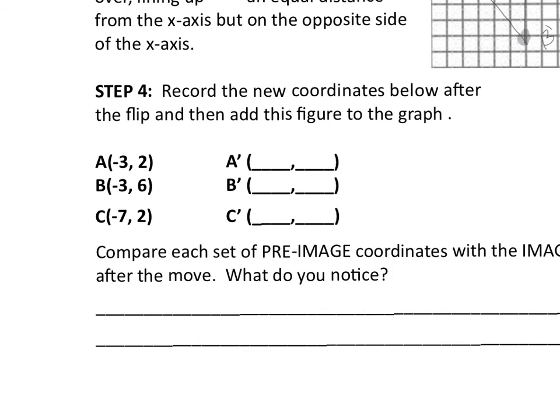We come down here and we list our coordinates. We note that if A was at negative 3, 2, A prime is at negative 3, negative 2. And B prime would be at negative 3, negative 6. C prime would be at negative 7, negative 2. And what did we notice happened? The y coordinate is now negative. So for this triangle, when we reflected over the y-axis, the x-coordinate changed because we made a horizontal change. When we reflected over the x-axis, we made a vertical change, and therefore the y-coordinate changed signs.